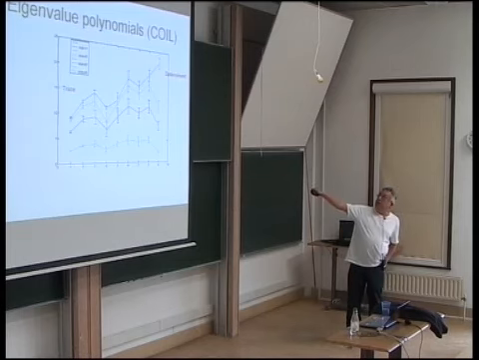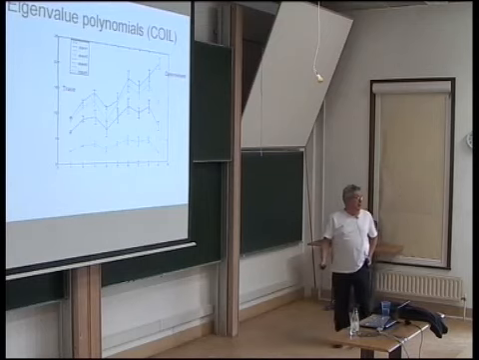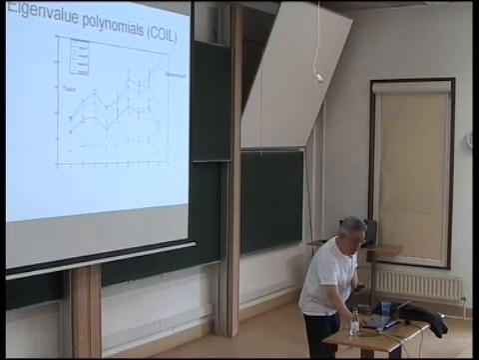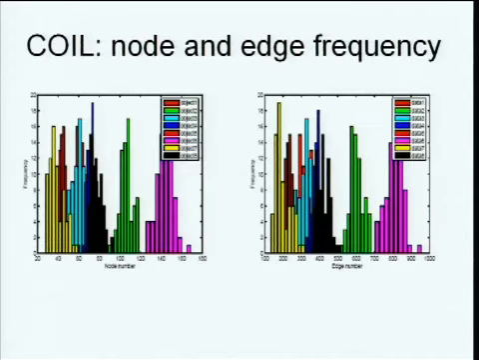So it seems that the determinant here, the product of the non-zero eigenvalues, is possibly the best choice as a spectral feature for separating graphs. And here's a similar plot for the Oxford Caltech database, and exactly the same conclusion. So I think that's really all I want to say.